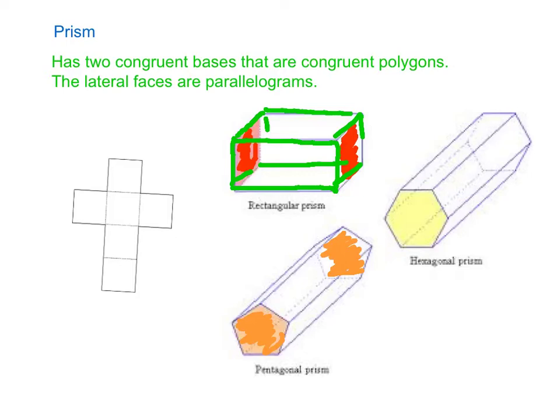Looking next at the hexagonal prism here, the base here is shaded in yellow. There's also another congruent and parallel base over there. Those are the 2 bases. All the other faces would be the lateral faces.